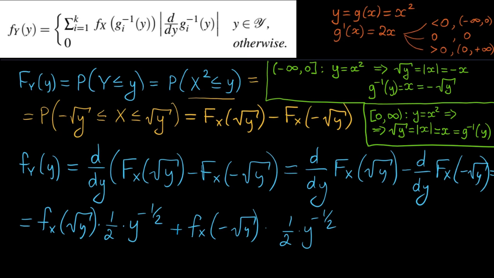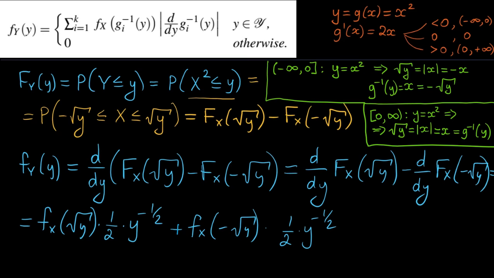But how many terms will there be in this sum? Well, it depends on how we've partitioned the support of the random variable x. The goal here is to partition it in such a way that on each piece, the function g of x is strictly monotone.